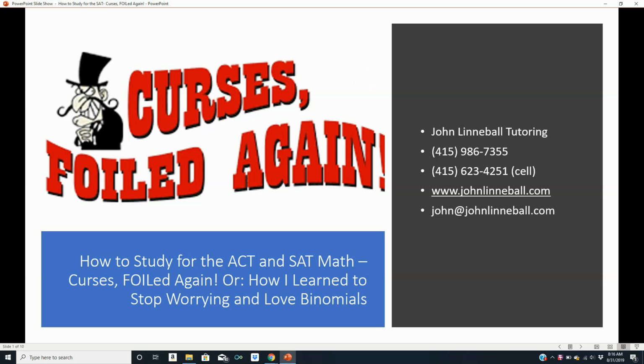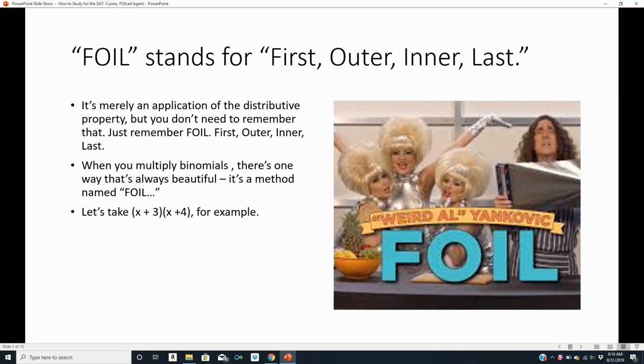Welcome to How to Study for the ACT and SAT Math: Curses, Foiled Again, or How I Learned to Stop Worrying and Love Binomials. FOIL stands for First, Outer, Inner, Last. It's merely an application of the distributive property. You don't really need to remember that. Just remember FOIL: First, Outer, Inner, Last.